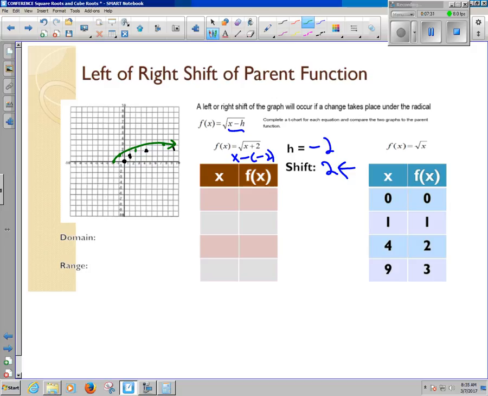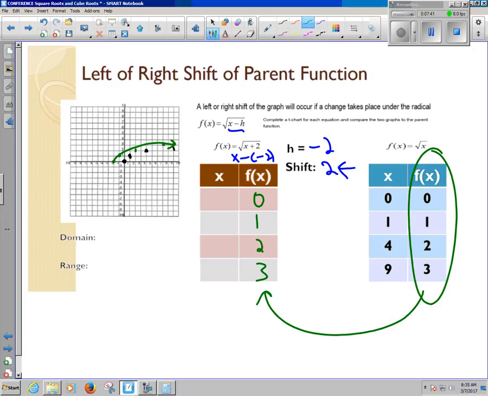But let's verify this. First of all, let's look at the t-chart. So again, we're not going up or down. So my claim is that this whole column is going to be copied over here. Okay, and now I'm claiming we're moving to the left. So if I were to subtract 2 from each of my x's, I should get negative 2, negative 1, 2, and 7. So let's first verify that these points are on our graph. So our first one is (negative 2, 0). Check. (Negative 1, 1). Check. (2, 2).